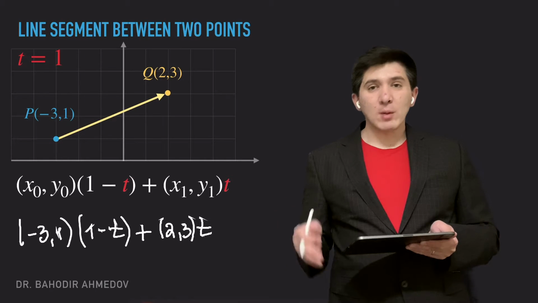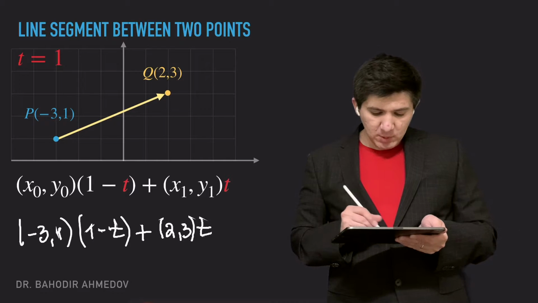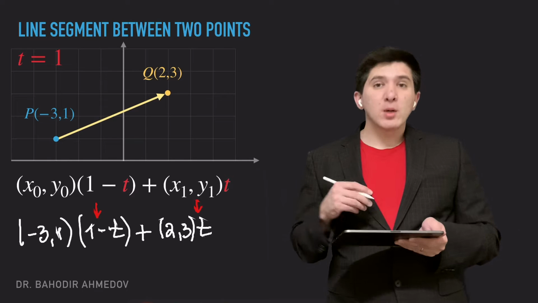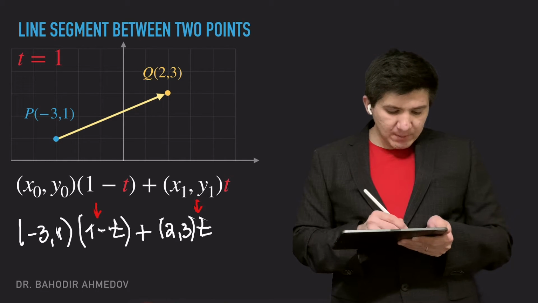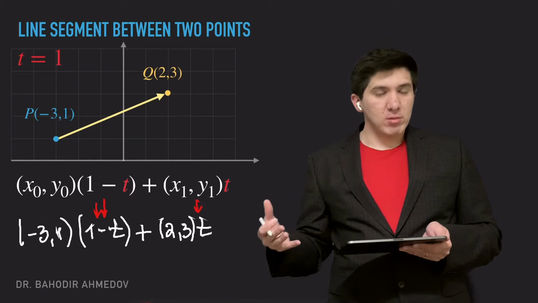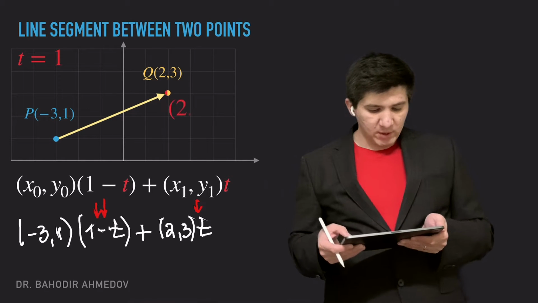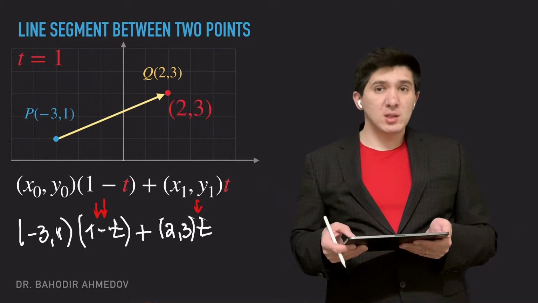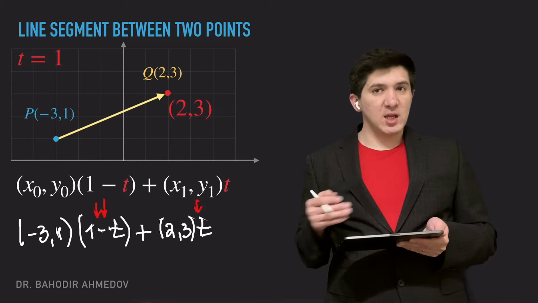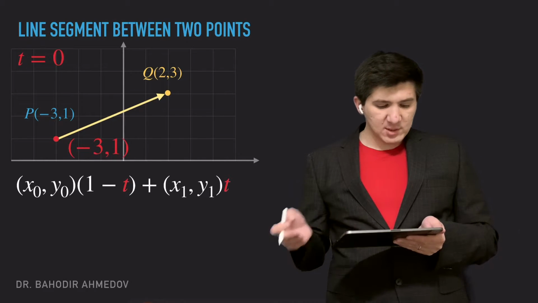And now the only thing I need to change is the value of t. For example, if you substitute t equal to 1 here and here, what would you get? Essentially, if you substitute t equal to 1, the first term is going to be simply 0, and what you get is simply (2, 3). So if t is equal to 1, then you will get (2, 3). Now let's change the value of t. For example, if t is equal to 0, what kind of point do you get? Essentially the starting point.